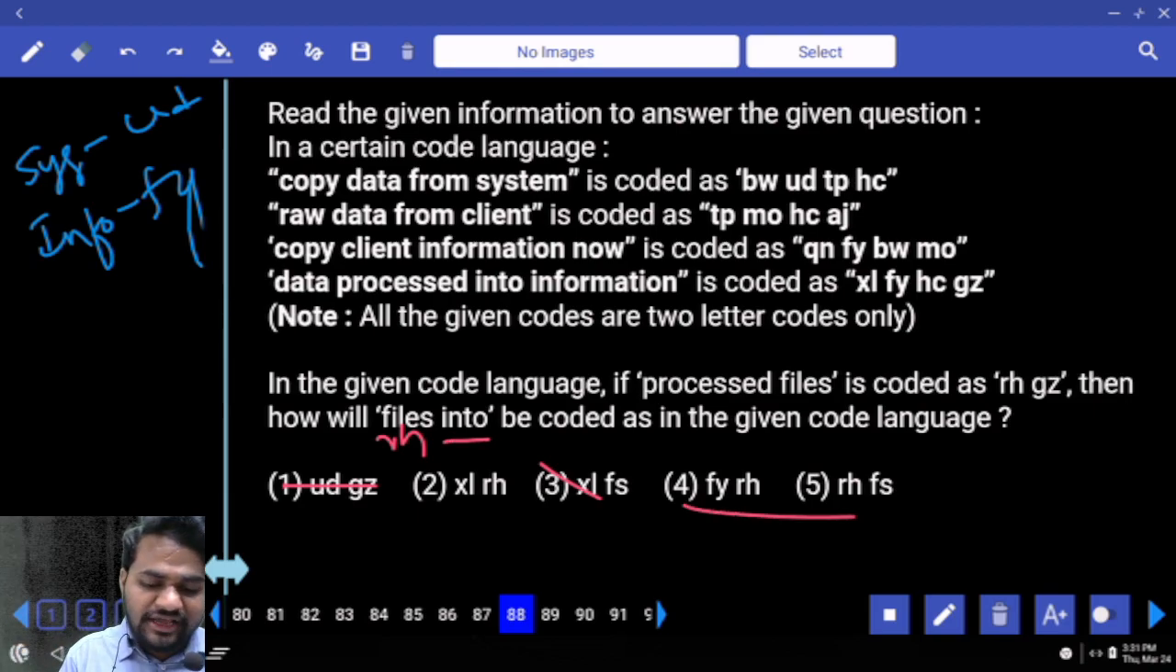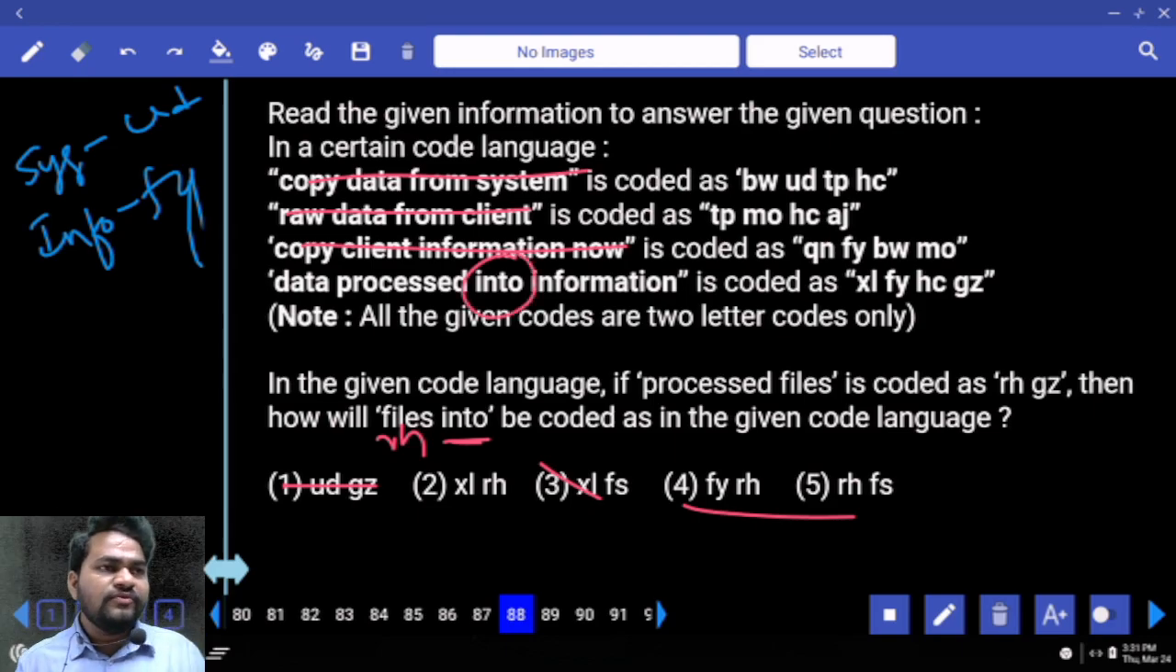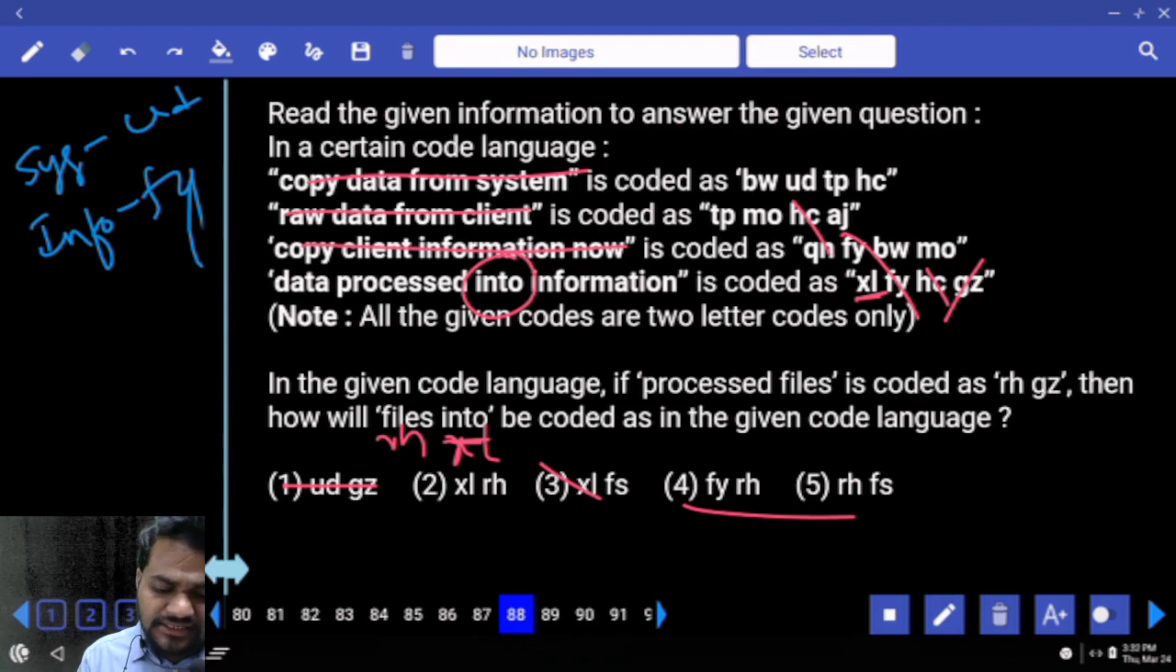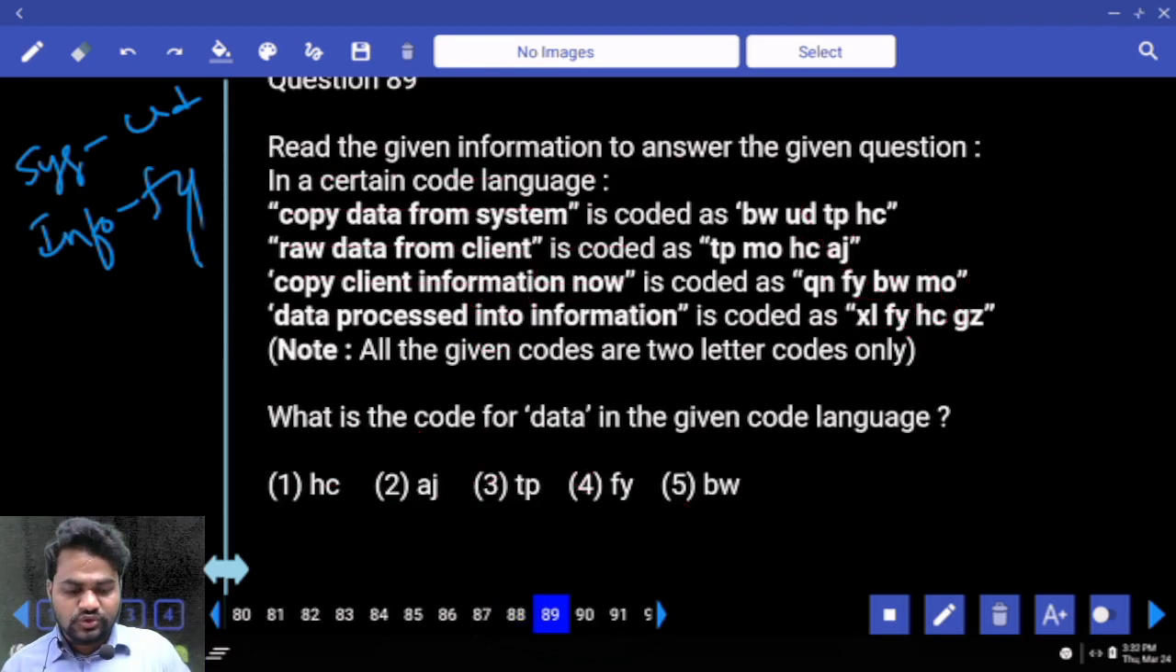Next we need to decode into. Into is not there in the first line, second line, third line; it is there only in the fourth line. Already we have decoded GZ for processed. Next, remaining XL, if we check, is it in other elements? No. But FI is there elsewhere, and at the same time HS. So obviously XL. RH XL means option number 2.